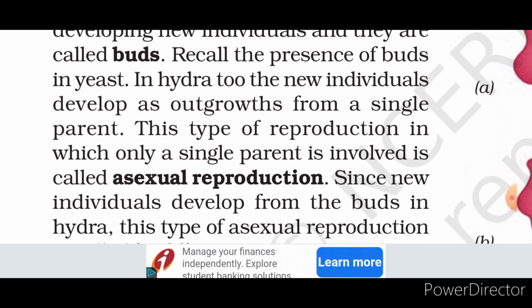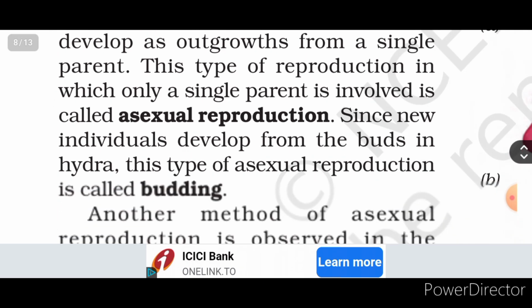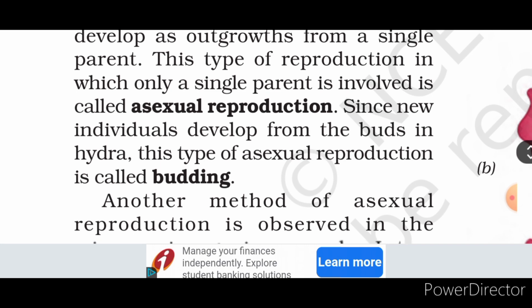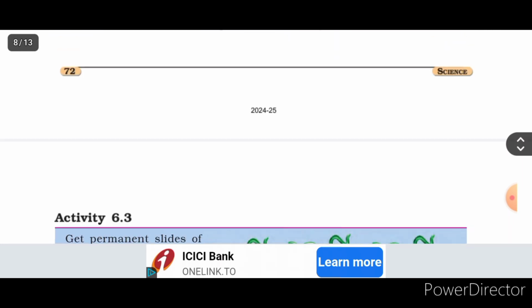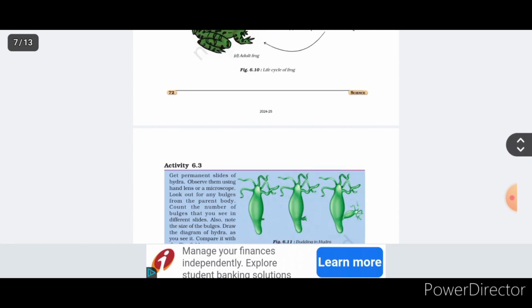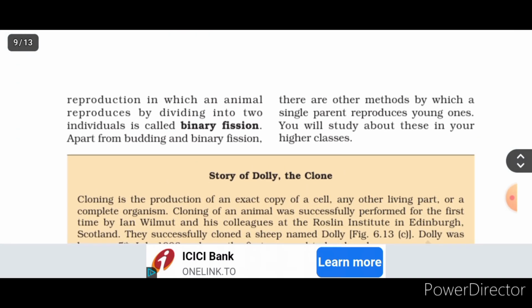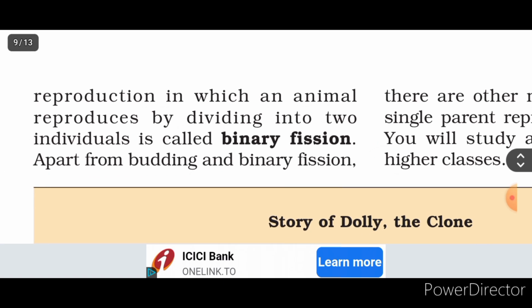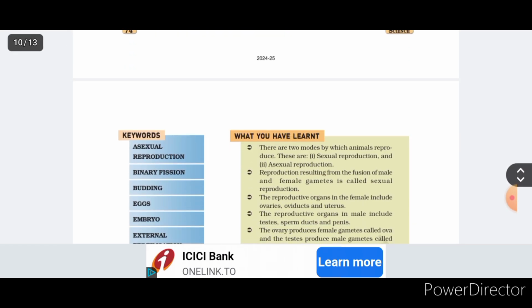Asexual reproduction. This type of reproduction in which only a single parent is involved is called asexual reproduction. New individuals develop from the buds in hydra. This type of asexual reproduction is called budding. Binary fission. An animal that reproduces by dividing into two individuals is called binary fission.